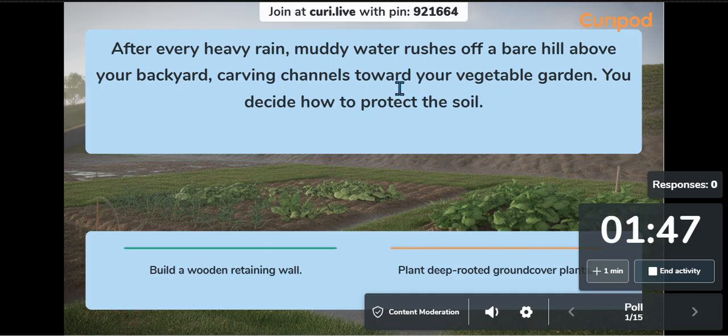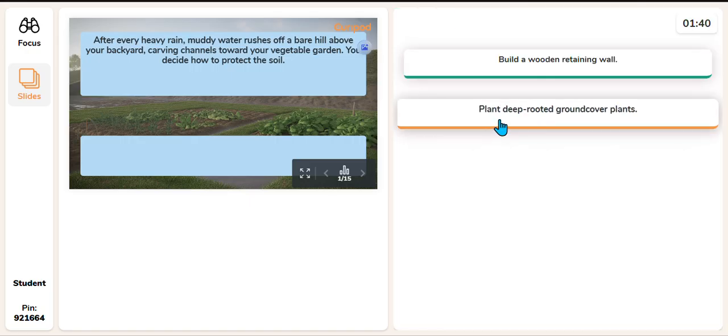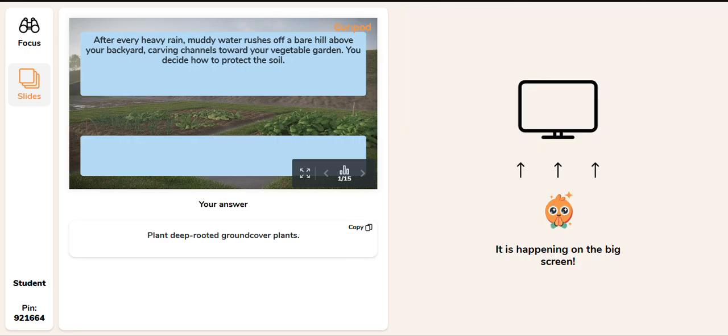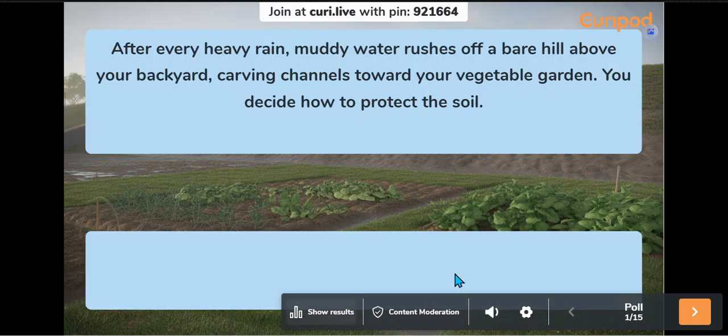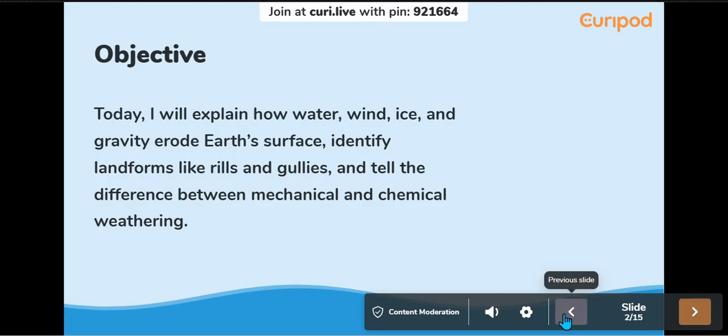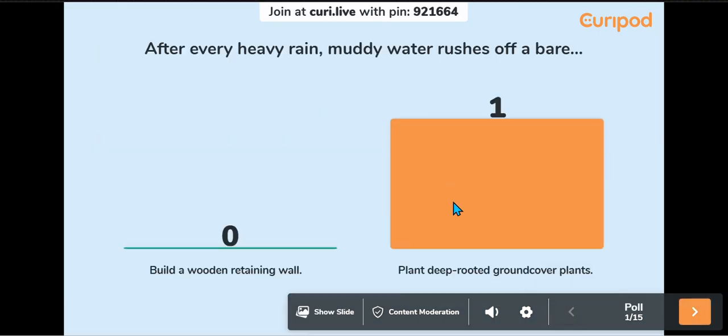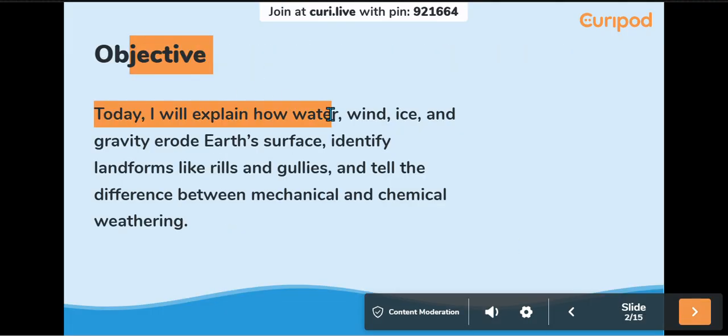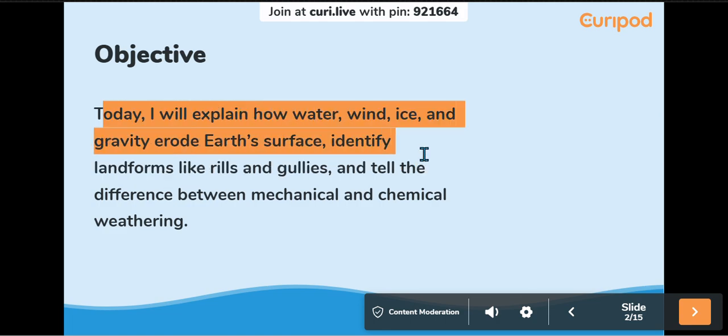So muddy water rushes off a bare hill, carving channels. If we build a wall, it won't really go under that water. If we plant deep-rooted ground-cover plants, the roots will go deep. So the correct answer is to plant deep-rooted plants, because the wall doesn't actually go under the water and the roots can. Next slide. The objective today: I will explain how water, wind, ice, and gravity erode Earth's surface, identify landforms like rills and gullies, and tell the difference between mechanical and chemical weathering.